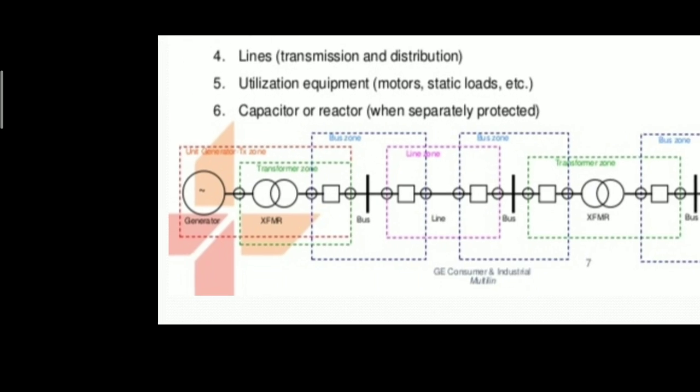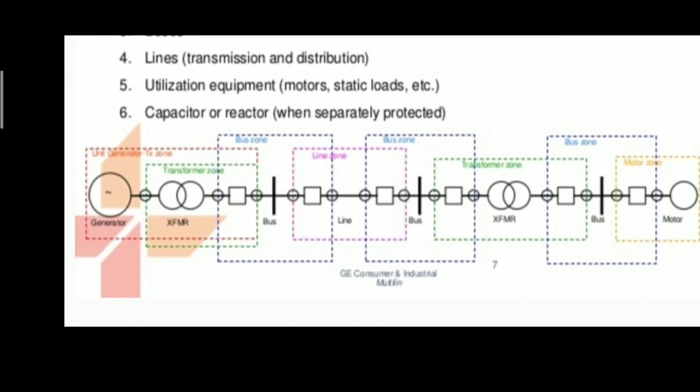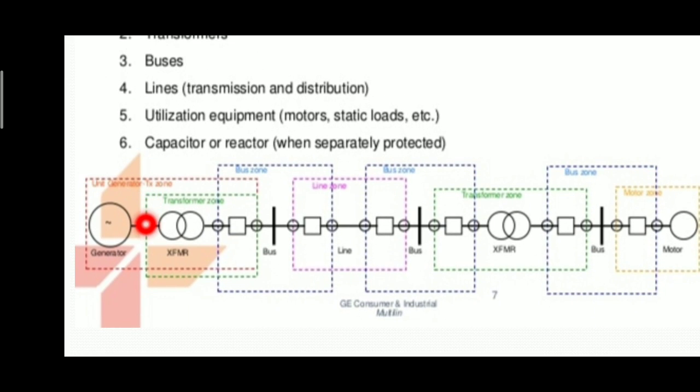system. In that, first is the generator set, and next is the transformer zone. This is the combination of generator and transformer zone, in which we use circuit breakers. Next is the bus bar.